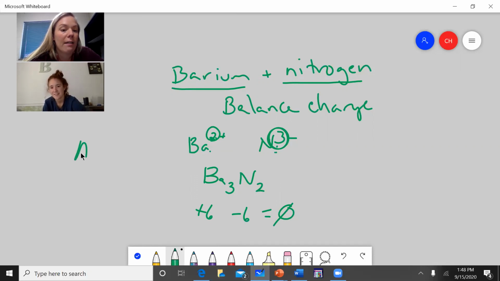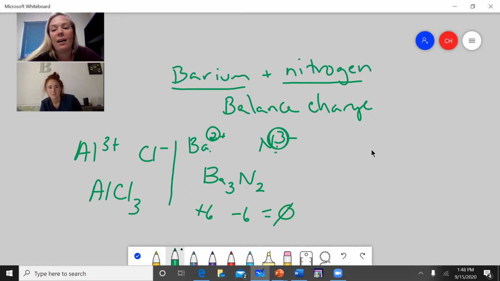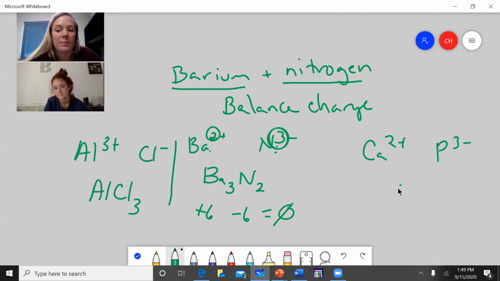Yeah. So if I have aluminum, which is a 3 plus, and chlorine, which is a minus 1, I flip-flop: AlCl3. If I have calcium, which is a 2 plus, and I combine it with phosphorus, which is a 3 minus, flip-flop: Ca3P2. Just the way you do it.